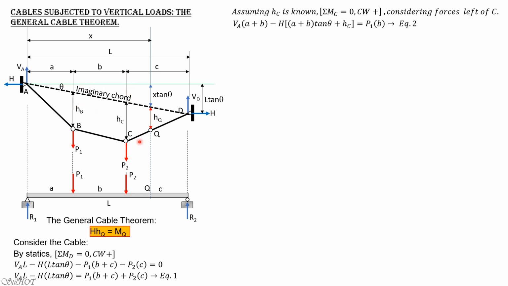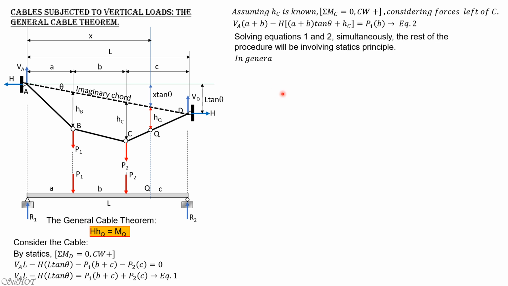B, then the total vertical distance will be H times (A plus B) tangent theta, then plus H sub C equals P1 times (B plus C), or P1 times B. Then solving these two equations simultaneously, we can solve the value of VA and H. So let's proceed to the cable theorem.